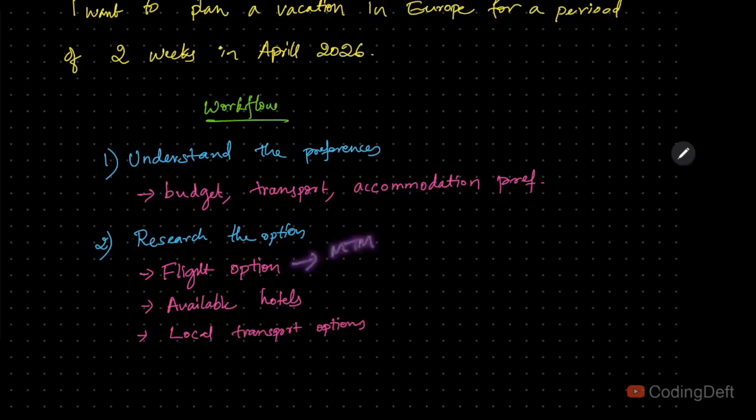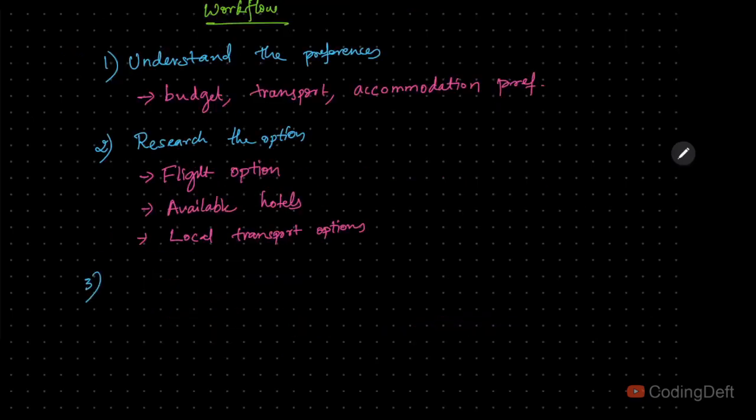So it can make calls to aggregators like MakeMyTrip or direct calls to airline APIs. Then it can call something like Booking or Airbnb to get the list of hotels. For local transport options, it can look for metro or Uber or subway or anything. Next step is to generate itinerary options.